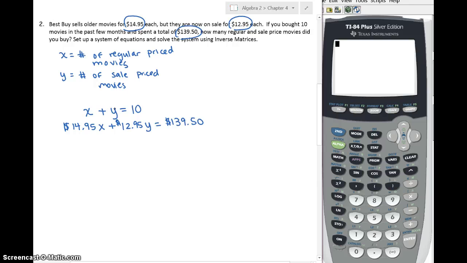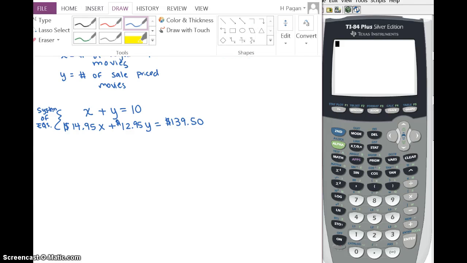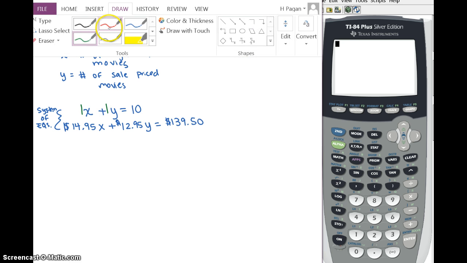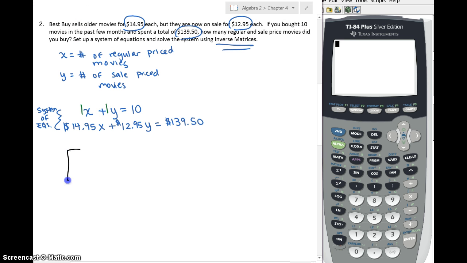So this is our system of equations. And what we want to do is solve this using inverse matrices. Last time we actually set them up together and we even started the solving process, so we're going to do the same thing. Just to make sure that we know, I'm going to put my leading coefficients of 1 and 1, because that's what it means when we don't have anything. And now let's go into the setup.